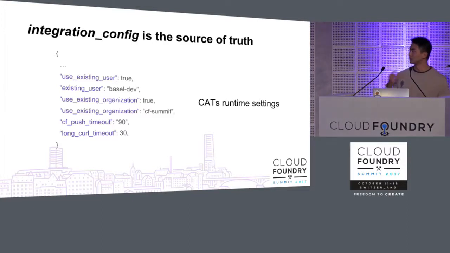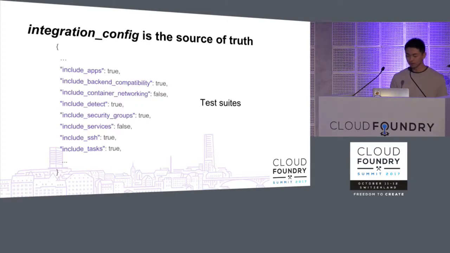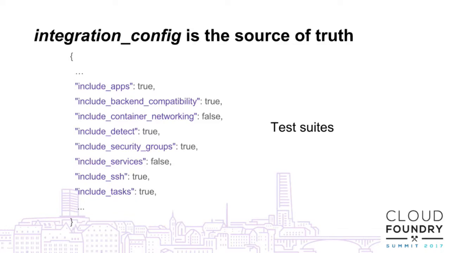As you can see here, we can specify user, space, org, and some timeouts. And we'll talk more about these timeouts in later slides. But most importantly, we have a list of test suites. These test suites you can choose to either enable or disable. And so, yeah, that's basically your integration config. Next time you are filling out that pull request, and it says run and pass CATS, all you need is this integration config, a running Cloud Foundry, a copy of the CF acceptance test repo, and you're basically good to go.